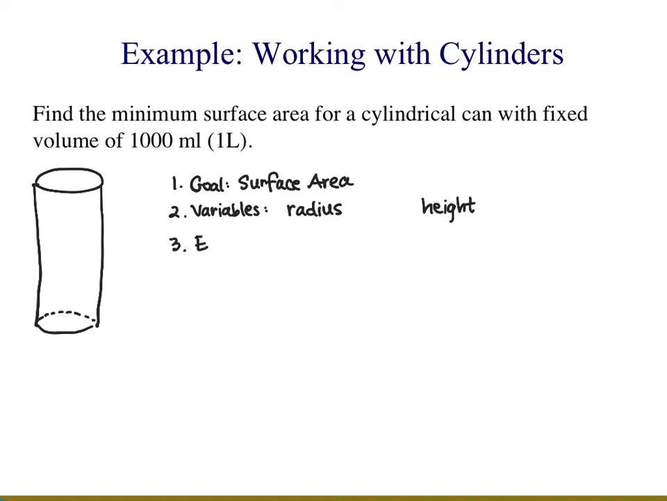And the equation for the surface area, all right, well, the surface area has two circles, one on the top and one on the bottom. All right, so it's got a surface area here and a surface area down there. So the area is 2 pi r squared. But the surface area also has lateral surface area.